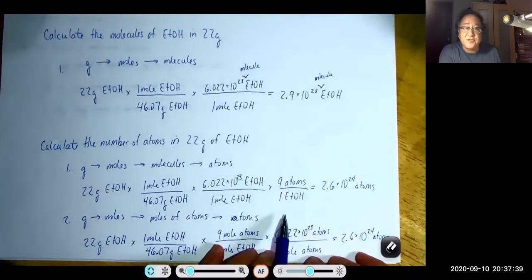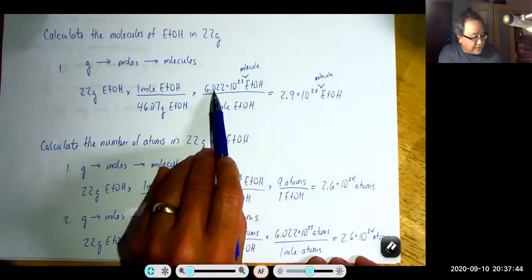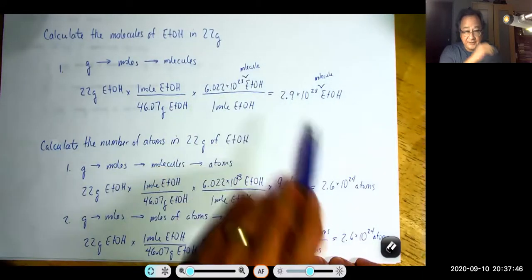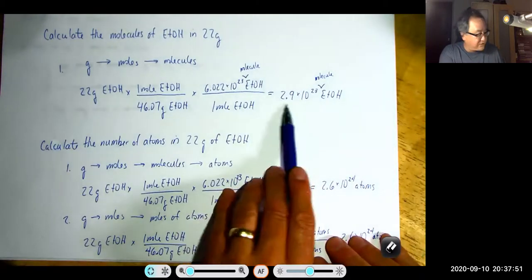All right, so 22 divided by 46 is roughly half. Half of 6 is 3, so our answer should be around 3 times 10 to the 23rd, and indeed it is. And you know why it has 2 sig figs, because of the 22 over here.